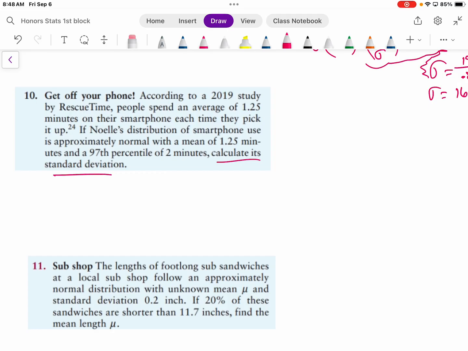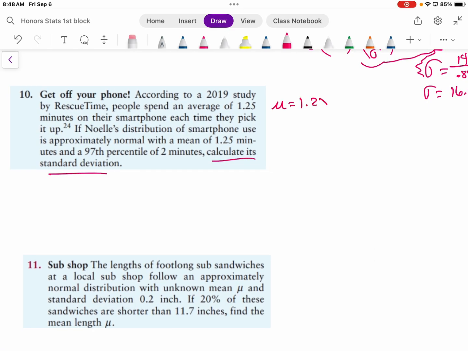So according to a 2019 study, remember, you can always work faster than me. People spend an average of 1.25, there's my mean, 1.25 minutes on their smartphone every time they pick it up. I would say that is probably low for this class of an amount. I would think our class would have a higher average amount of time when they pick up their phone. If Noel's distribution of smartphone use is approximately normal with a mean of 1.25 minutes and a 97th percentile, 2 minutes represents that number, what is the standard deviation?